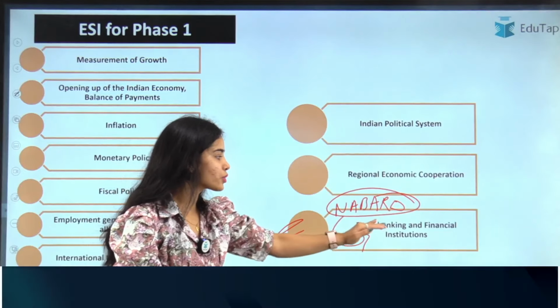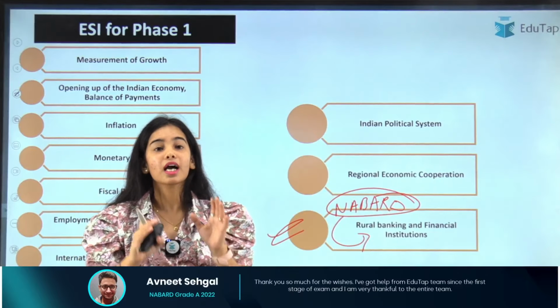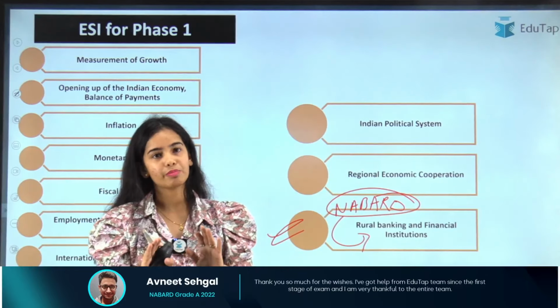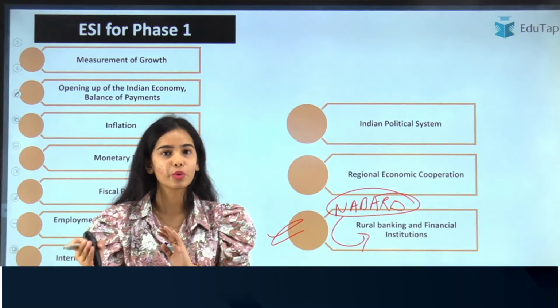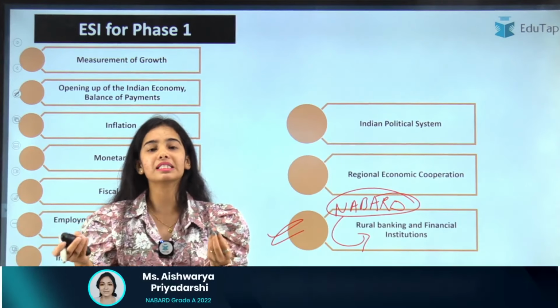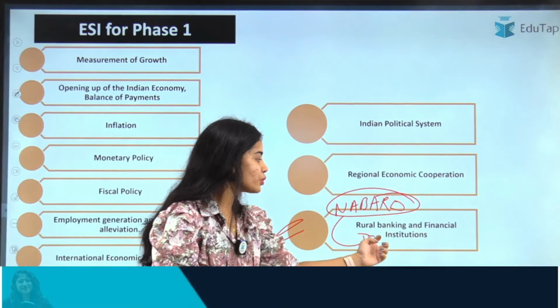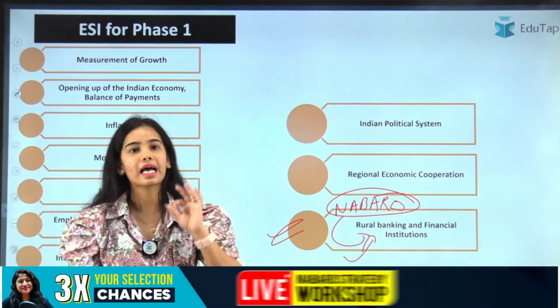So in this regard, for rural banking and financial institutions, do not focus much on the ESI static, but have the basic knowledge. What are the regional rural banks? When were they formed? What is the act behind them? Just have the basic information regarding them. If any of the banks are in the news, just have a basic understanding regarding them.